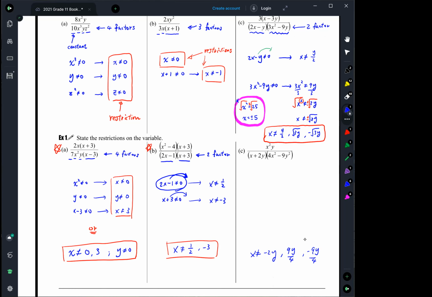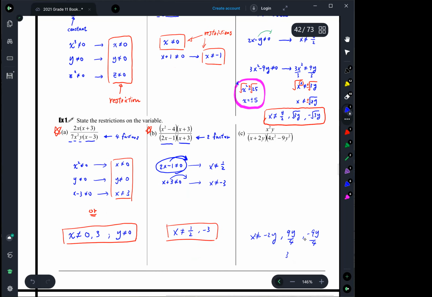Aaron, how about you? I simplified the 9 over 4 to 3 over 2. So 3y over 2. Okay, it should be the same thing, right? No, they are not the same. 9y over 4 and 3 over 2 is not the same. And also the negative as well. Yeah, it says it's -3 over 2. Okay. So right now we have 5 different restrictions here, right?